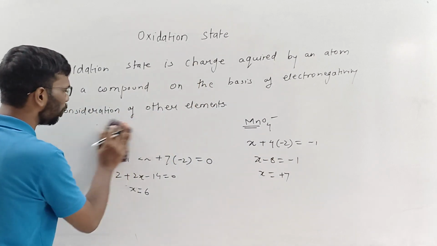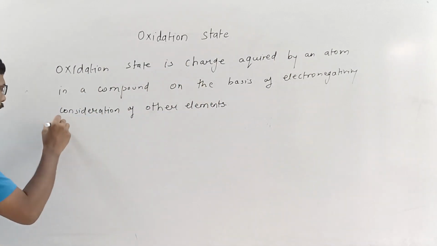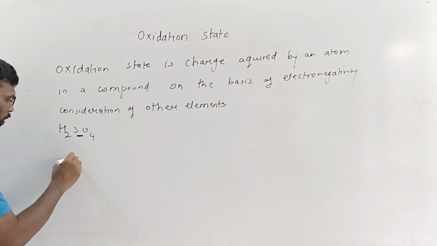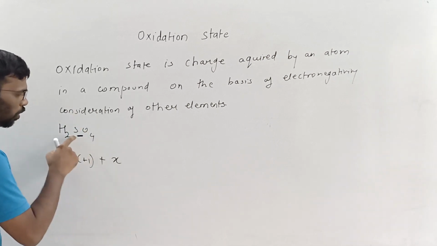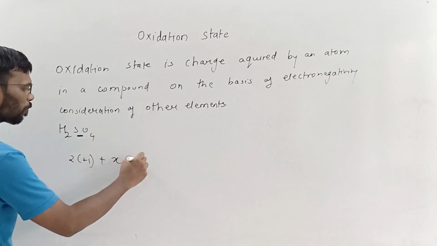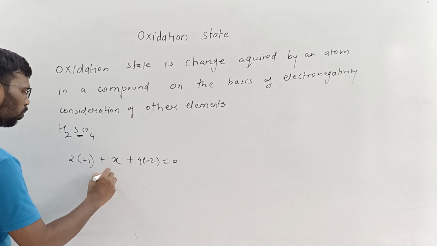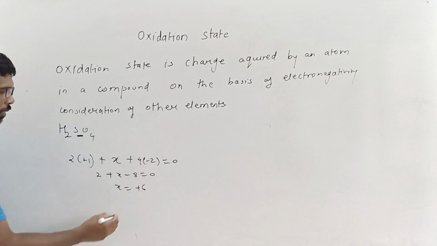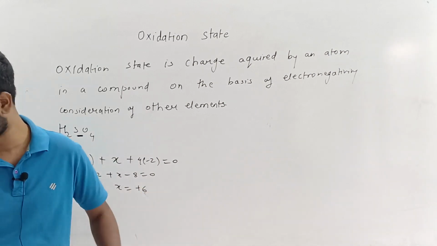Let's take some more examples. If you want to find the oxidation state of sulfur in H2SO4, I'll do 2 into 1, because hydrogen is +1, a group 1 element. Sulfur is x, because only one sulfur is there, plus 4 into -2, which is equal to 0. So 2 plus x minus 8 is equal to 0. So x is equal to +6. So +6 is the oxidation state of sulfur in H2SO4.